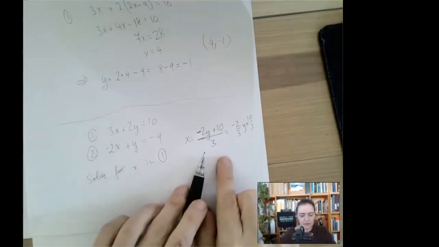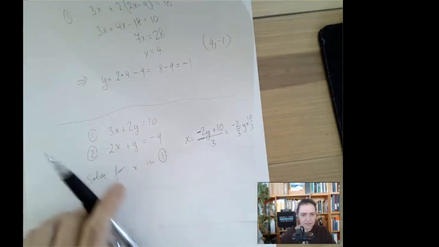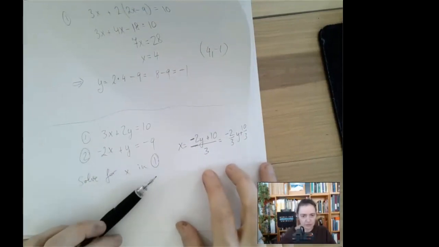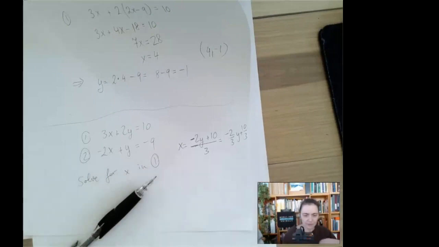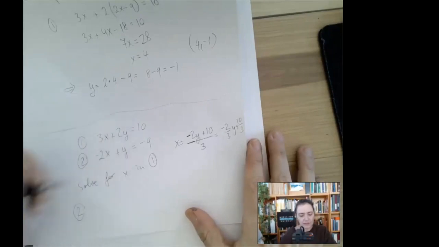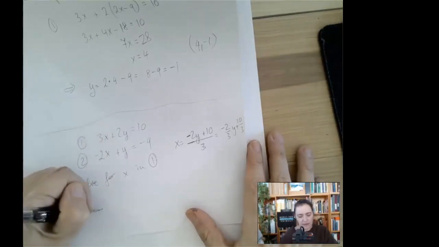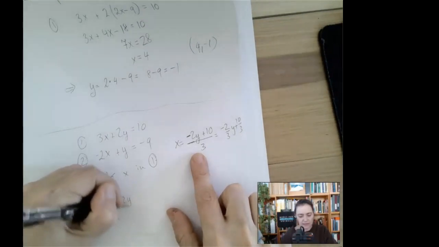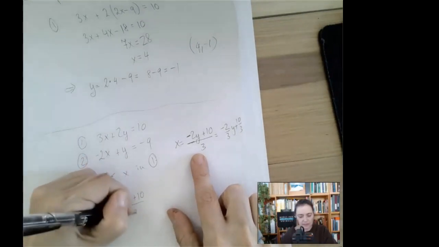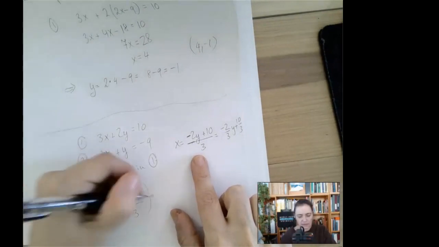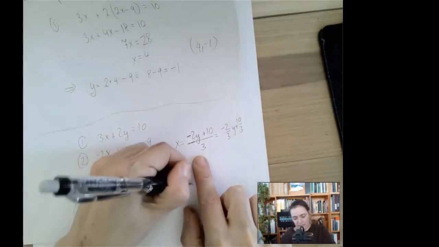We sort of sucked out the information from the first equation, and we're going to inject that information into the second one. It says -2x plus y equals -9. Minus 2x, but x is now this, (-2y plus 10) divided by 3, plus y equals -9.